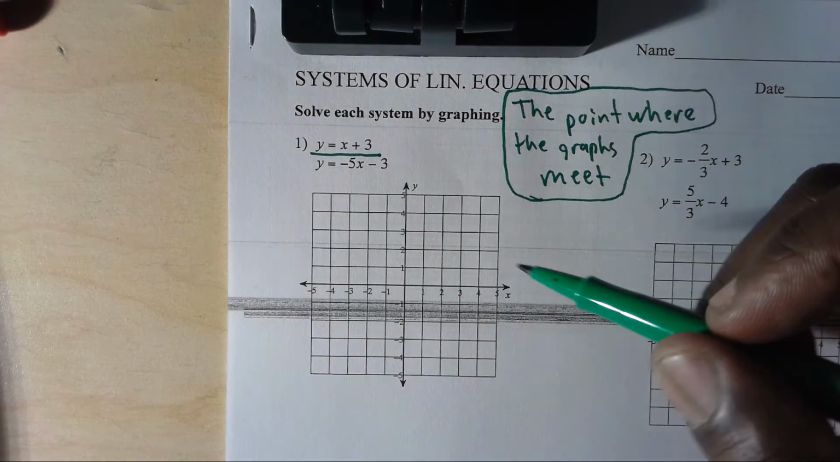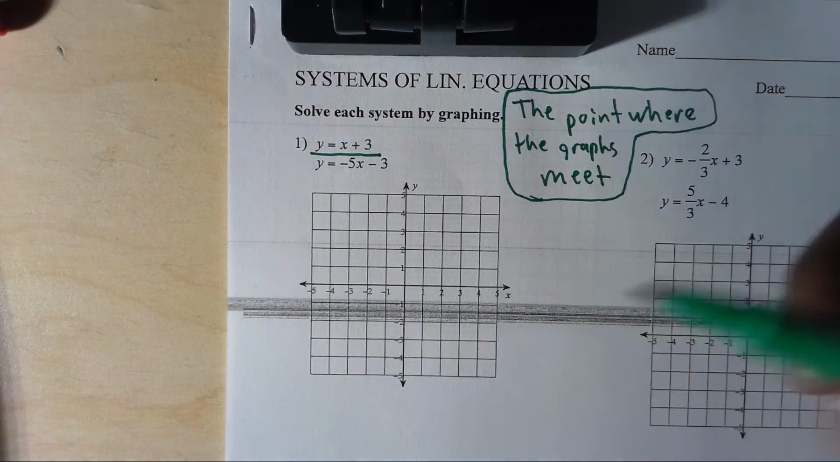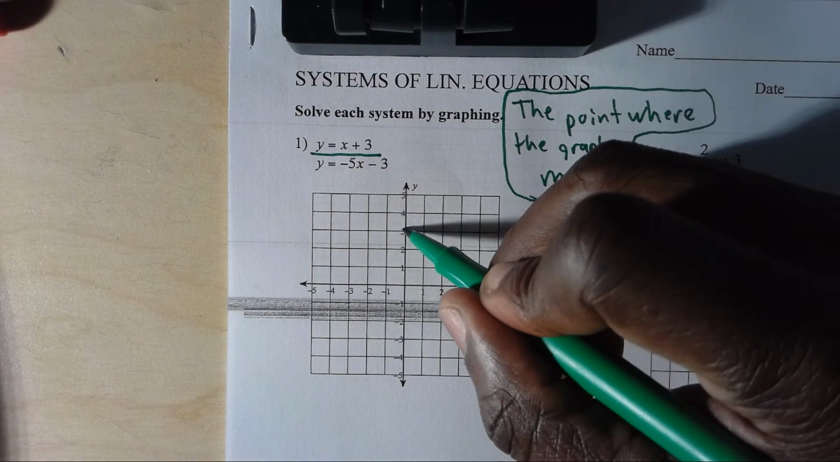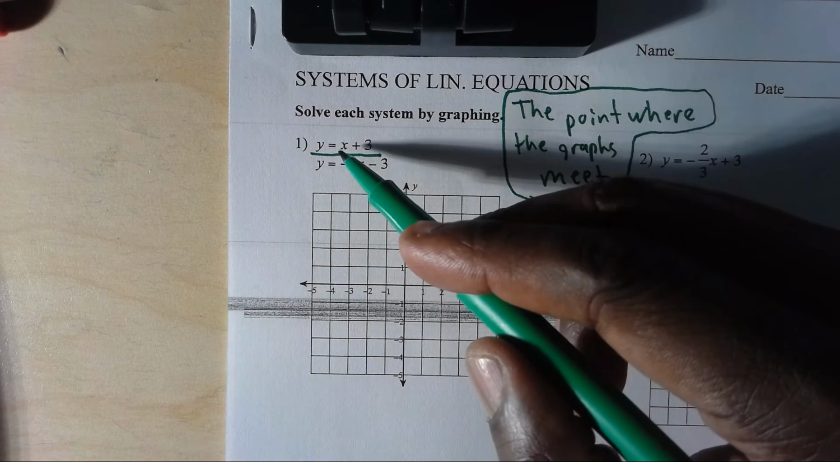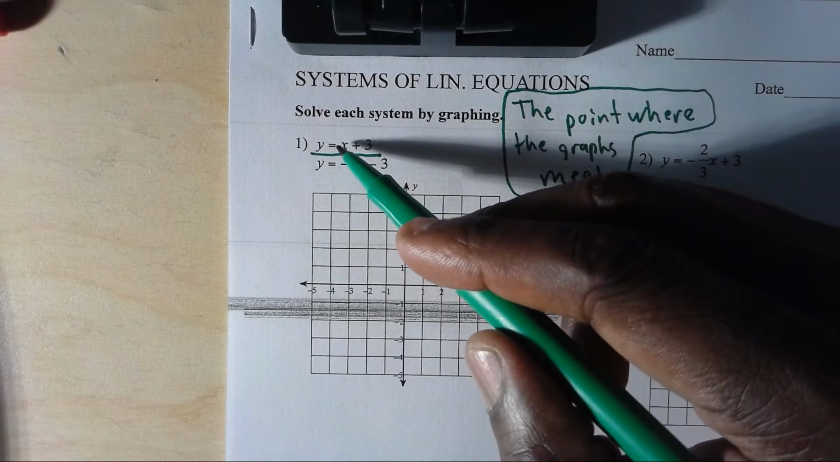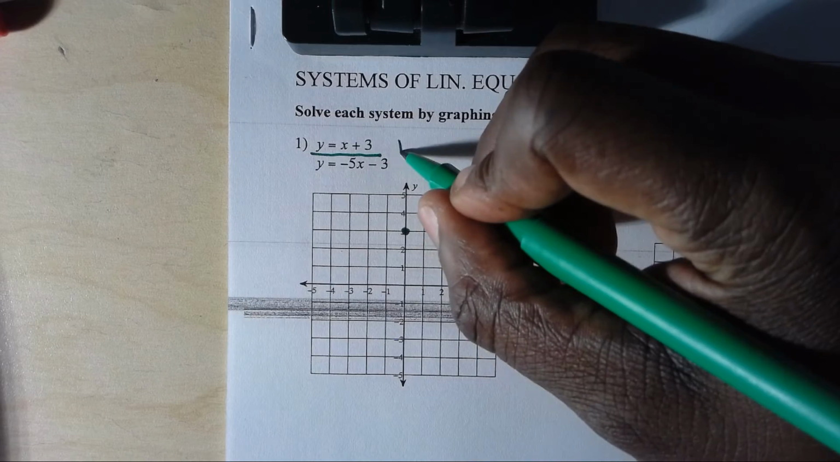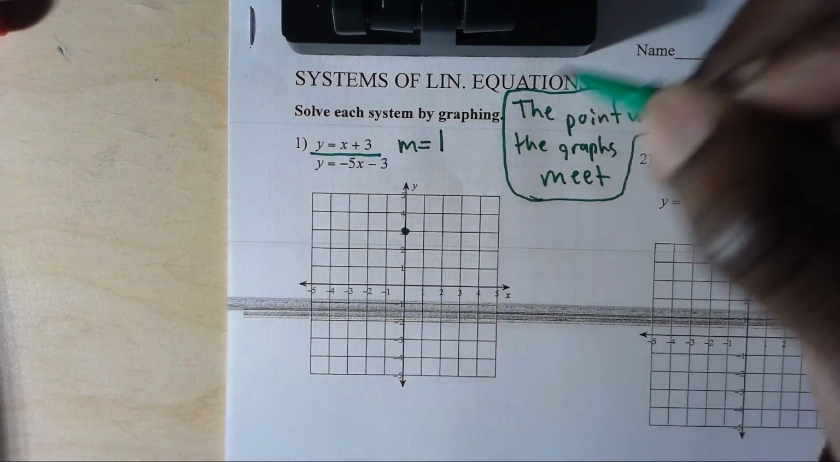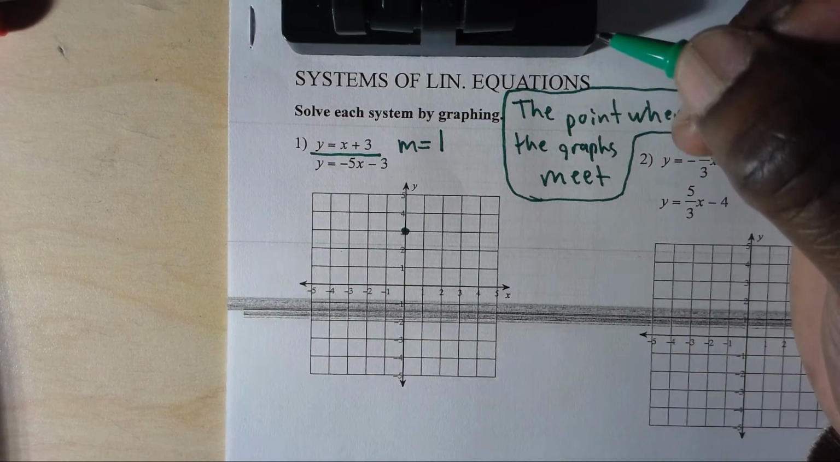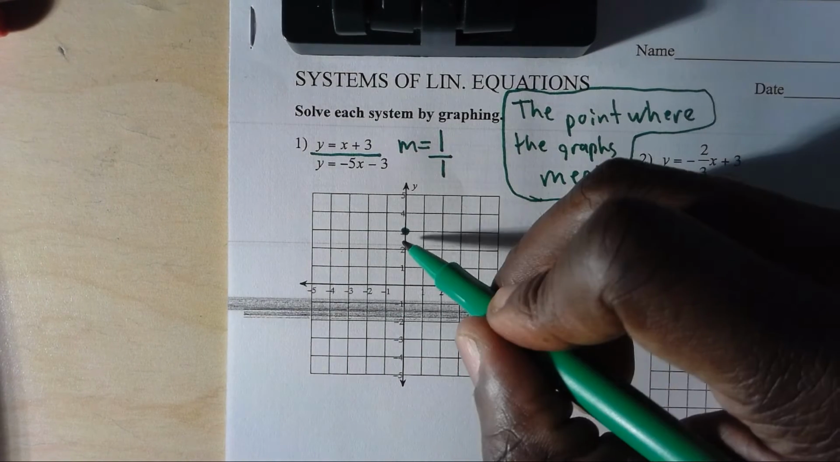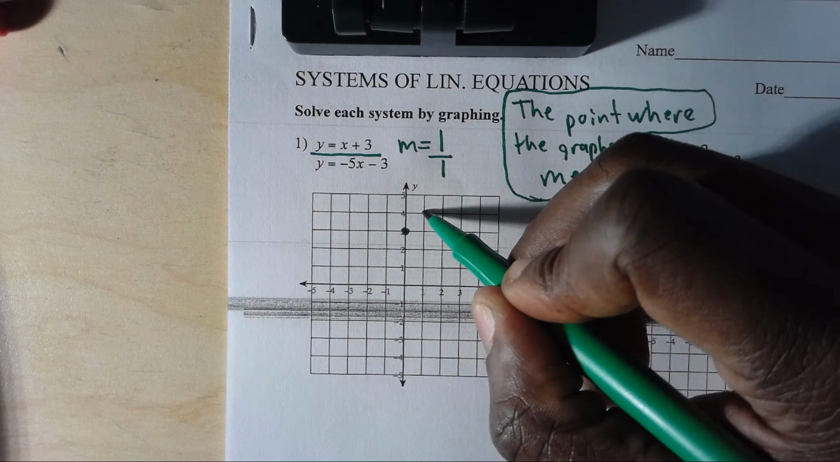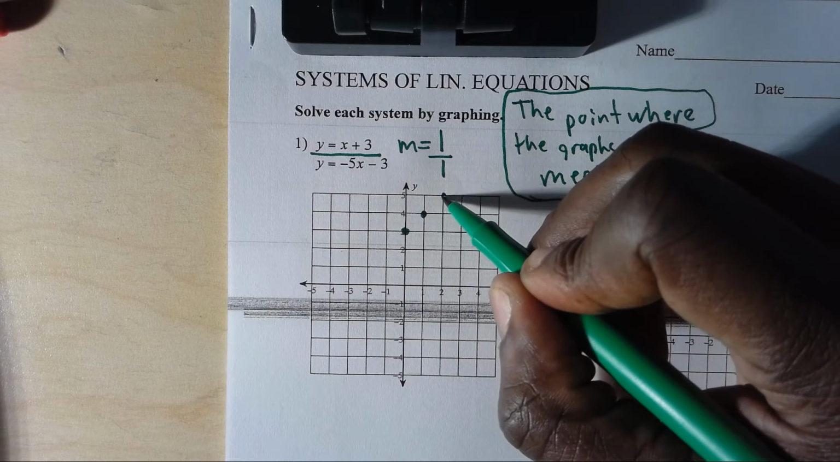The first one here, I can see that my y-intercept is 3. So I'm going to go on my y-axis and plot that 3. Then I notice my slope for the first line is 1. If my slope is 1, I know the denominator of every whole number is 1. So we get 1 over 1. That means I'm going to go up 1 and then over 1. Up 1 and then over 1.